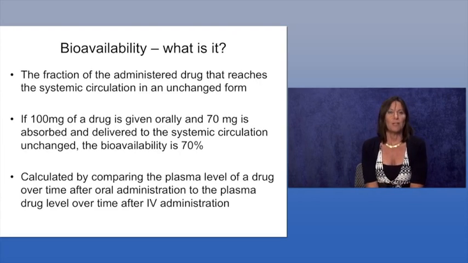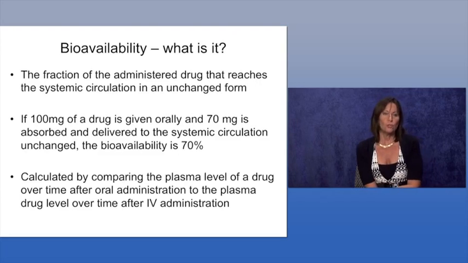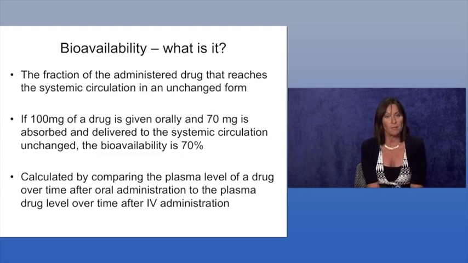For example, if 100 milligrams of a drug is given by mouth and 70 milligrams is absorbed and delivered to the systemic circulation unchanged, the bioavailability is 70%. How's it calculated? Well, you do the calculation by comparing the plasma level of a drug over time after oral administration to the plasma level of the drug over time after IV administration.